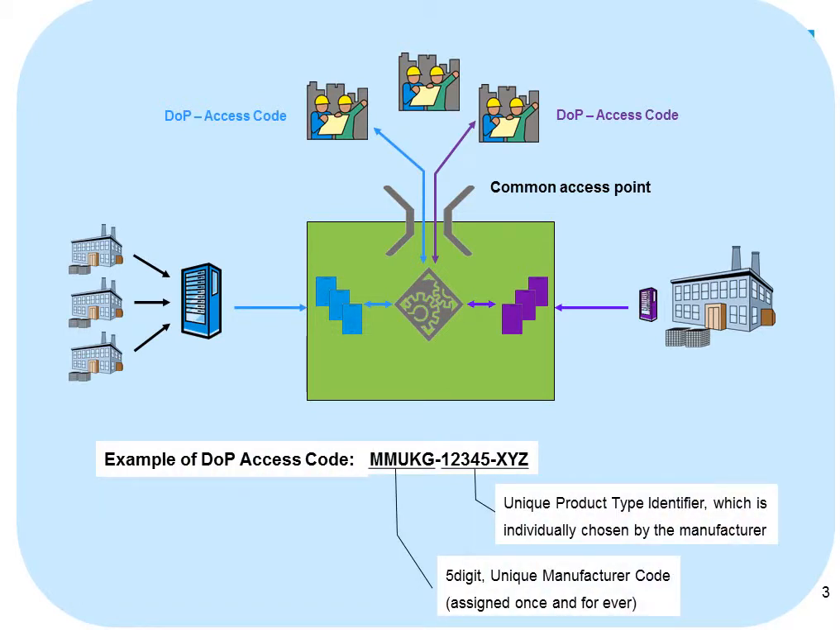Let's look at the access code. The access code, so the DoP number, consists of two parts. The first part is a 5-digit long unique manufacturer code which is assigned to each manufacturer by the platform on request. Once a unique manufacturer code has been assigned, no other manufacturer can request that same code. The second part is a unique product type identifier which is chosen by the manufacturer himself as he pleases. Consequently, the manufacturer himself has to ensure that this part of the access code is indeed unique.